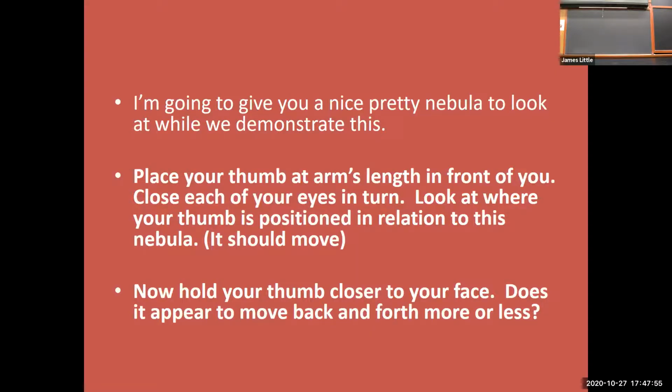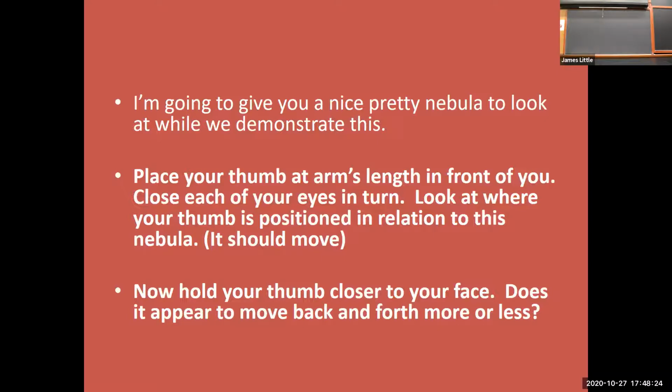So I'm going to give you a nice, pretty nebula to look at while we demonstrate this. And I'd like everybody in the class to do this activity. Place your thumb at arm's length in front of you and close each eye in turn. Look at where your thumb is positioned in relationship to this nebula. It should move. Now hold your thumb closer to your face. Does it appear to move back and forth more or less relative to your closer thumb?